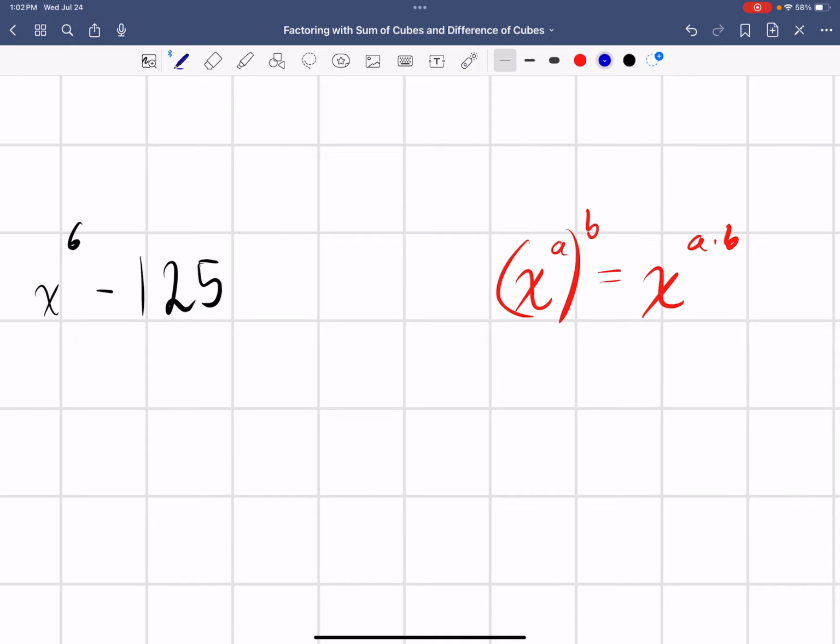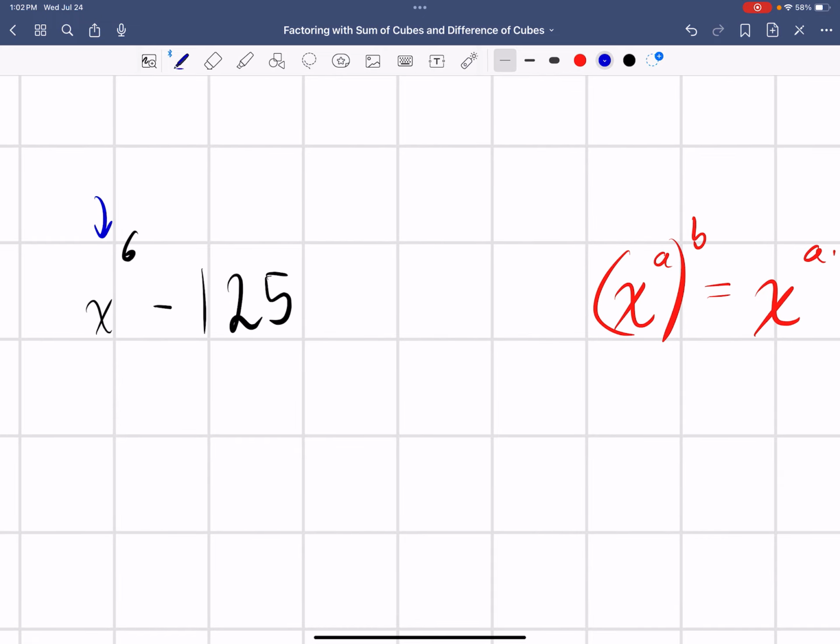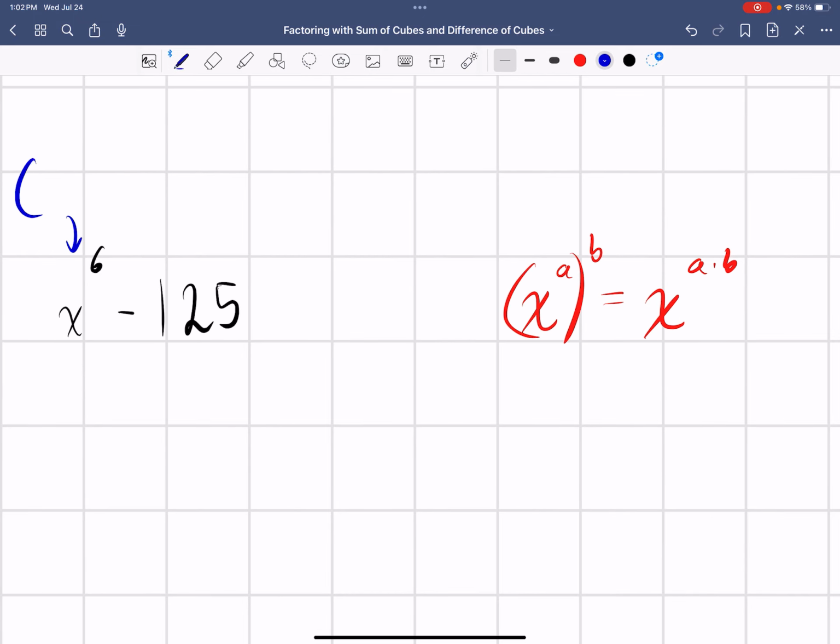So think about it yourself. What would we need to cube to get x to the 6th? What cubed equals x to the 6th? Well, if we take x squared, since we multiply those exponents, that's going to get us x to the 6th. And then what cubed equals 125? That is just 5. So there are our a and b.